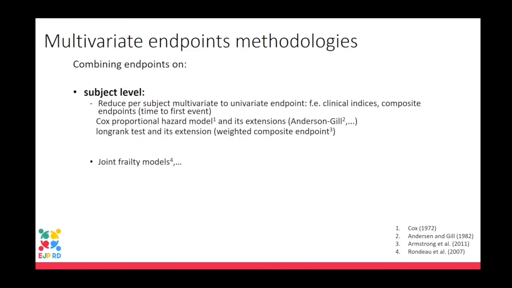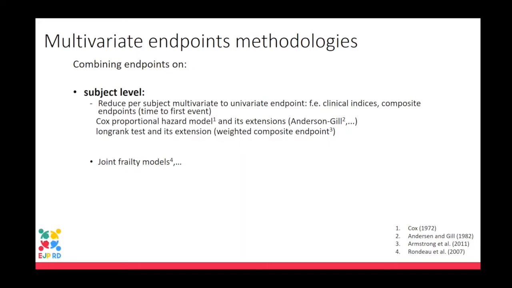So there's Anderson-Gill, there's Wei, Lin and Weissfeld. There are a lot of extensions of the Cox proportional hazards model. And recently, there's also been an extension of the log rank test, called the weighted composite endpoint, where we try to give a weight to each of those events. Normally the log rank gives a weight of 1 to the first event that the patient has and 0 to the subsequent events. Now, what they do in the weighted composite endpoint is they give a weight between 0 and 1 to each of those events.